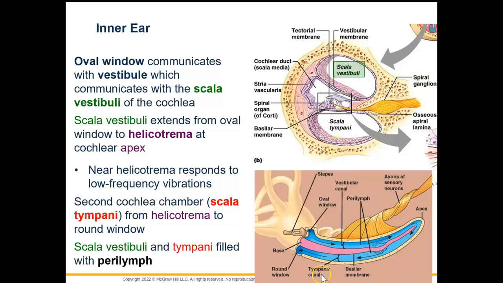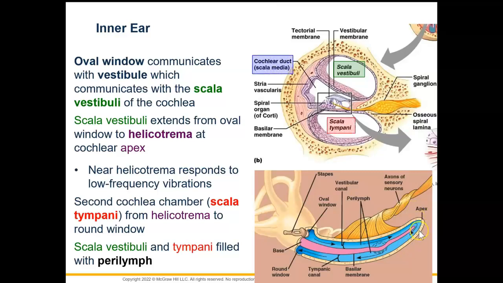So imagine we just sliced through here, and at the top portion here is the scala vestibuli. This is extending from the oval window all the way to what's called the helicotrema at the cochlear apex. And near this area, we will have responses to low frequency vibrations. The second cochlear chamber that we have is the scala tympani.